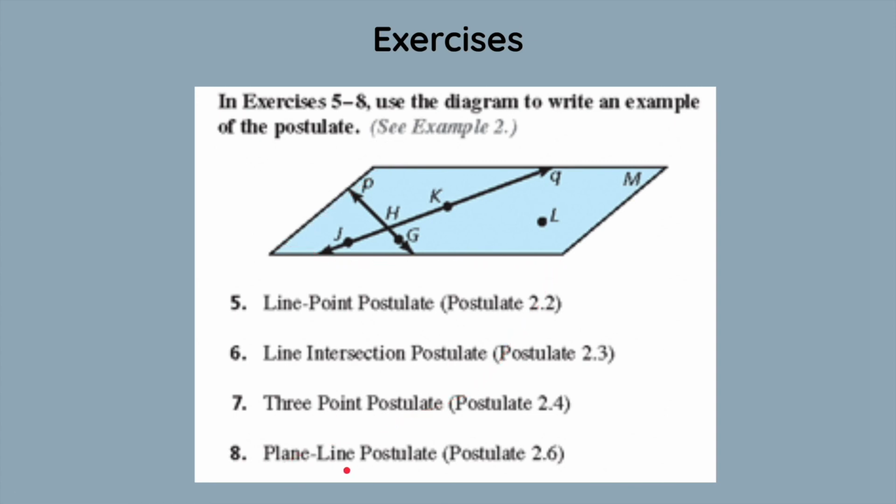Finally, plane line postulate, which is if 2 points lie in a plane, then the line containing them also lies in the plane. So point J and point K lie in plane M, which means that the line containing them, which is line K, also lies in plane M. Also, point H and point G lie in plane M, so line P would also lie in plane M.